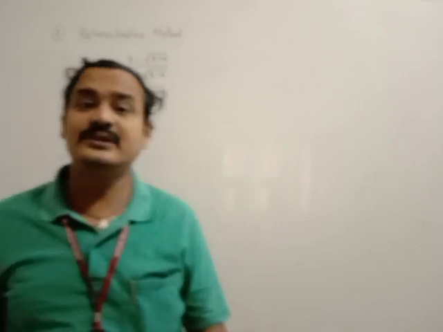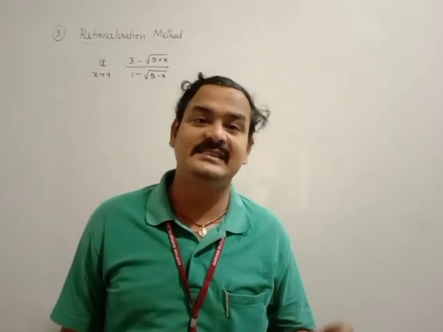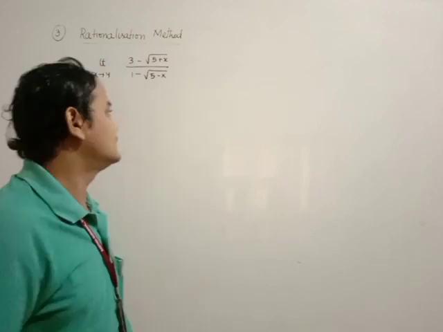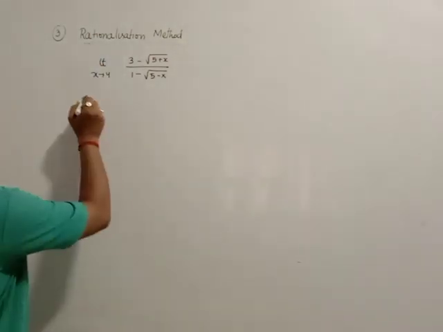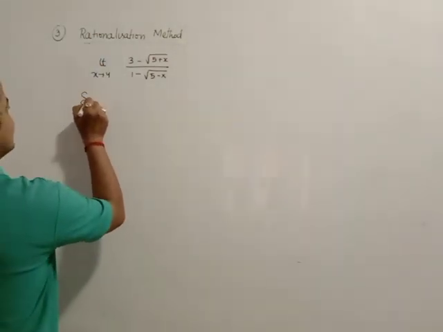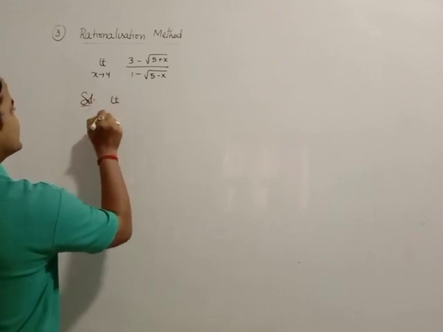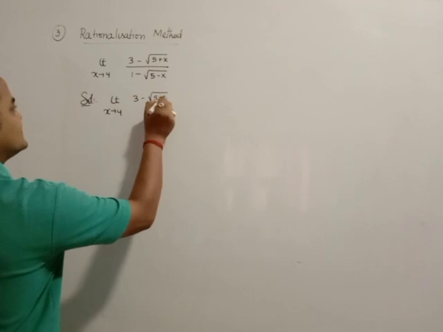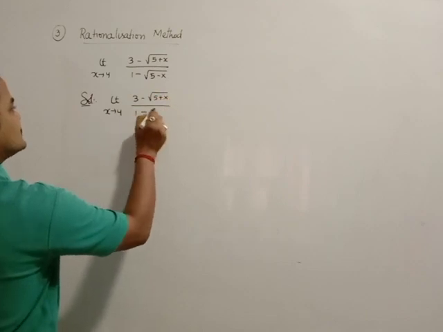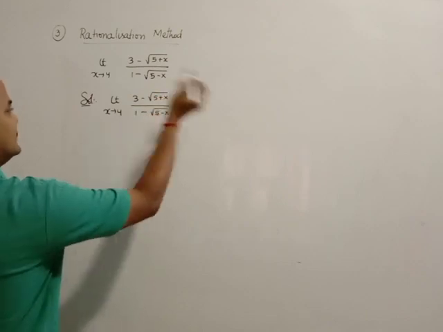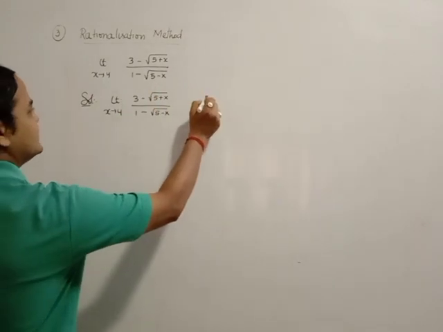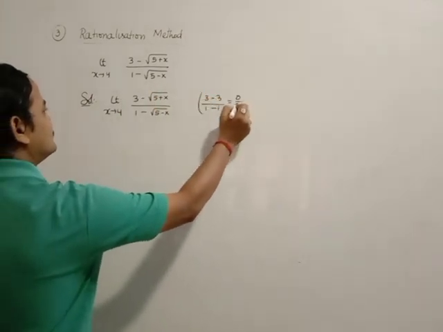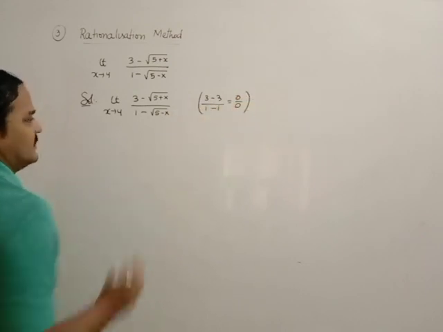So here you need to do the rationalization for both the numerator and denominator. Go for the solution. Limit x tends to 4, (3 − √(5 + x)) by (1 − √(5 − x)). If you substitute 4, it is 3 minus 3 by 1 minus 1, that is equal to 0 by 0, an indeterminate form.